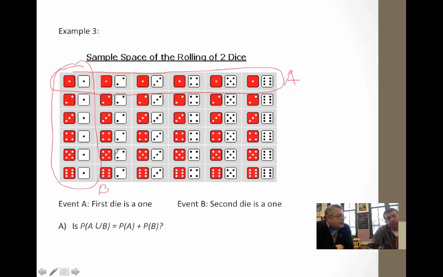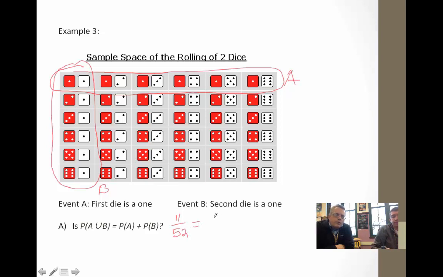This time, they're not disjoint. Nope. So let's see if this statement's true. There's probably A union B. There are, I count, 11 in A union B. Okay. You agree? I do.